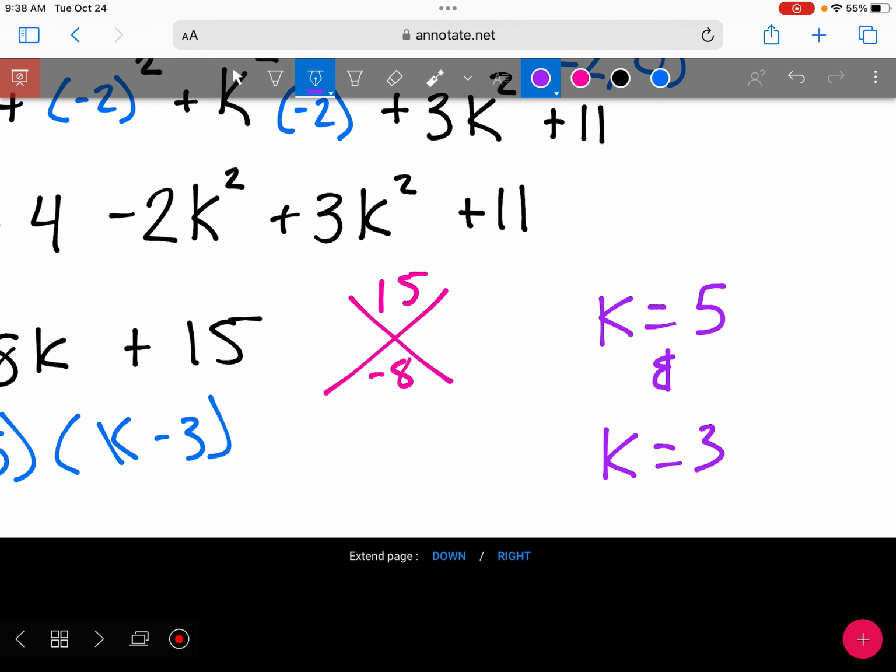So there's two options for k. k could be 5 or k could be 3. We don't need to rewrite the polynomial with k in it. We just need to find the options for k. Okay? So when k is squared, it's a little different, and they again are overcomplicating the instructions. But it's just solve for k.